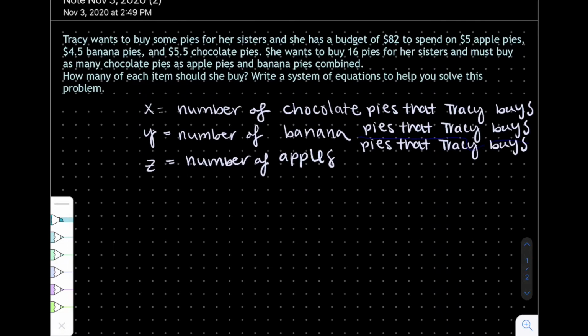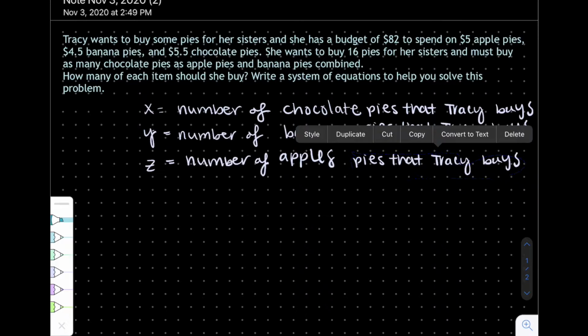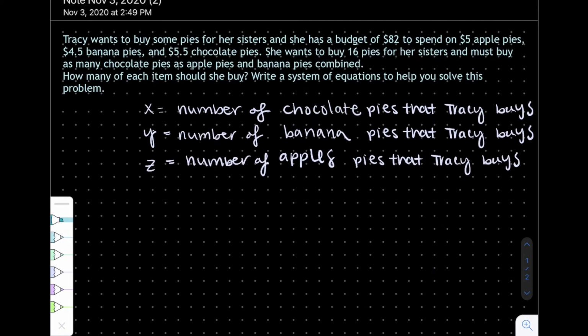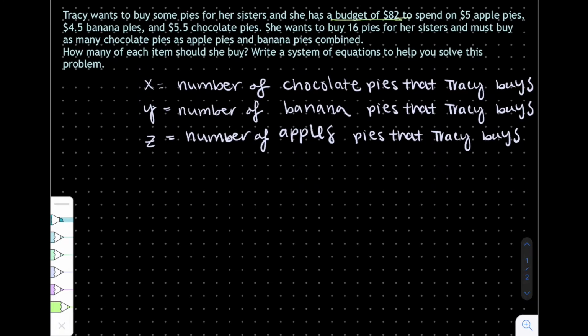So now we can go ahead and set up our equations. We're going to take each sentence and turn it into an equation. So first we have that she has a budget of $82 to spend on $5 apple pies, $4.50 banana pies, and $5.50 chocolate pies.